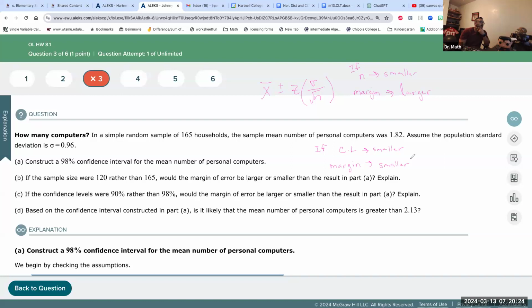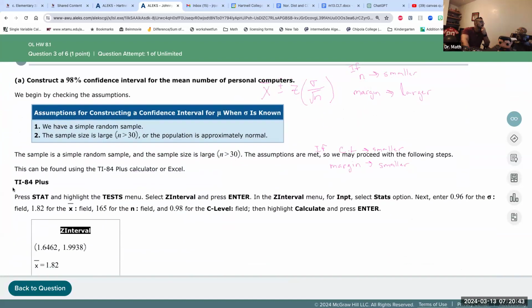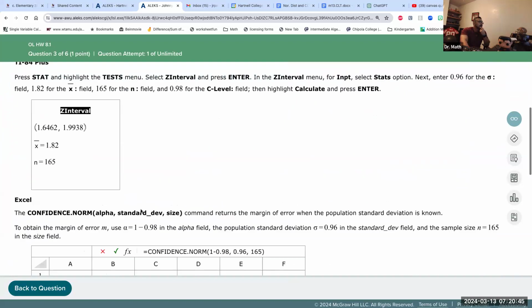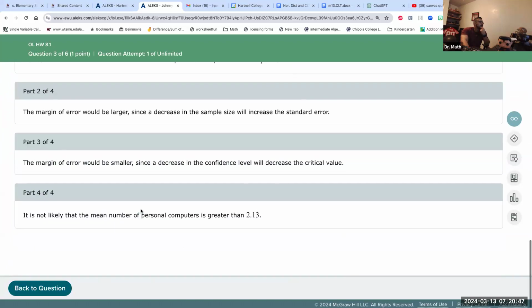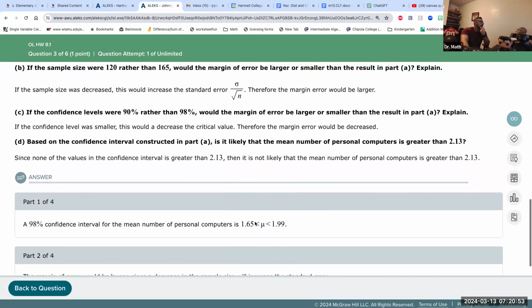Based on part A, is it likely that the mean number of computers is greater than 2.13? I noticed a lot of you guys were getting this wrong, and I don't think this definition was really helping. Let me clear this. I look at the buttons you guys press, and people are saying no, it's not likely that the mean number of computers is this, but let's see where their explanation was.